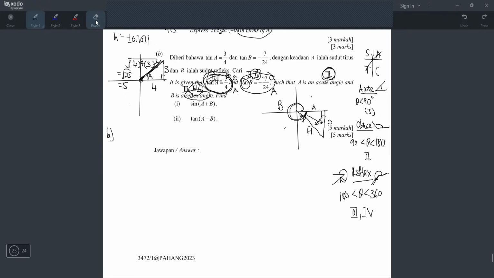Now I will erase the O and write 7, because they say opposite is 7, right? And then the adjacent I will erase also and write 24. Now I can find the hypotenuse using Pythagoras theorem. Ignore the negative, all right? The negative is just there to tell me it's quadrant 4. That's all, it's just telling me the quadrant. So when we write the length, we just write the value only.